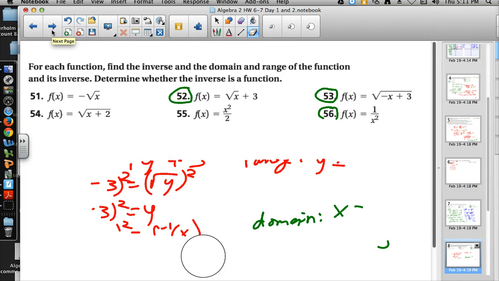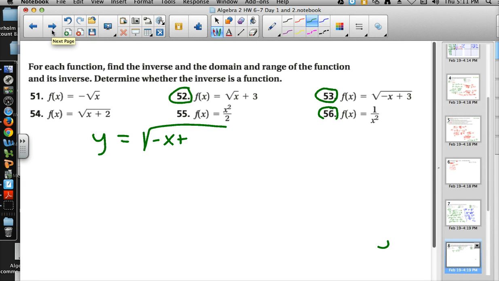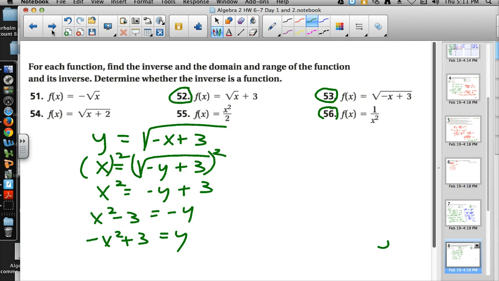All right, let me get to 53. 53 is y equals the square root of negative x plus 3. Reverse, switch that x and the y. Now, to gain access to the y, I'm going to have to square this right away. And then I will subtract 3 and divide by a negative 1. Like so. And again, I'll go ahead and put the function notation here.